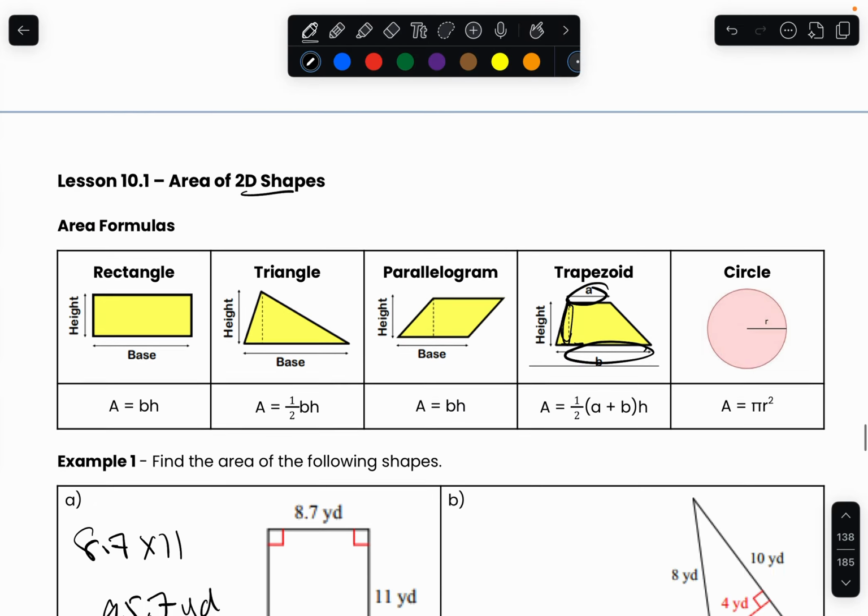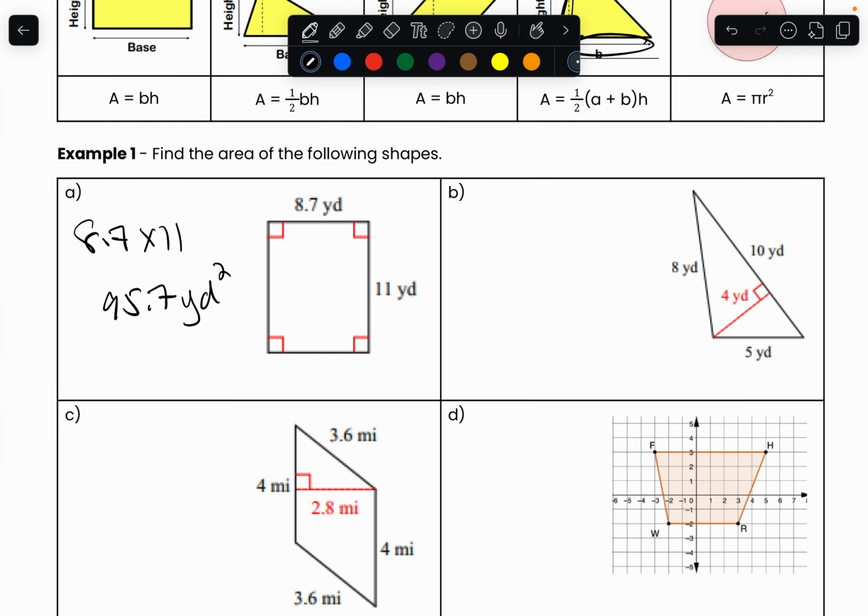Next question, this is a triangle, so we need the formula A equals 1/2 times base times height. Now A equals 1/2, my base here of my triangle is going to be this one. It's going to be 10. My height here will be 4. So I do 4 times 10 and then times it by 1/2. My area here will be 20. Since the measurement is yard, I'll put yard squared.